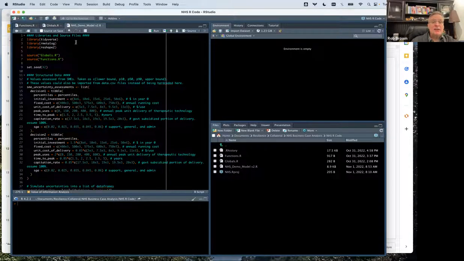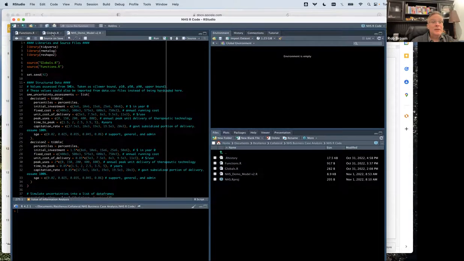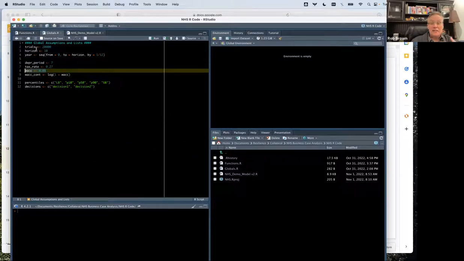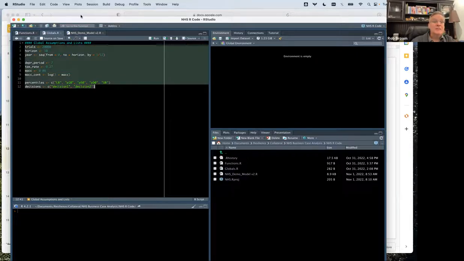But you'll notice here, at the top where I bring in my libraries, I source in my functions and my global values. My global values are in this file. This is where I define things like how many trials I'll run on the Monte Carlo simulation. I define the time horizon that I'll be using, which in this particular case will be 10 years, and I create an index or a list for that time. And you'll notice that while the model runs over a 10-year horizon, I've set it up so that it runs in increments of months. So I can go ahead and run this.